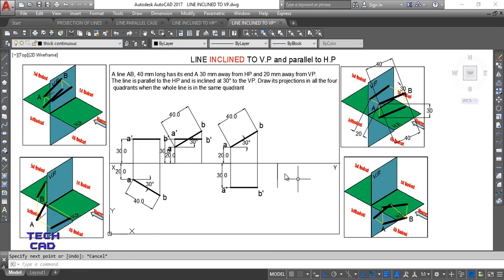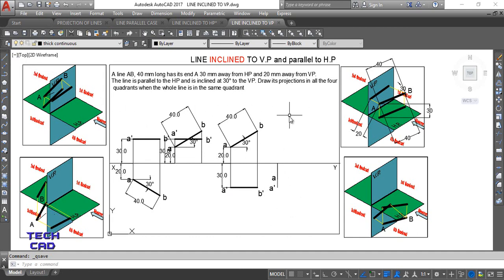I make the nomenclature here first so you can understand better. So copy, I'll copy this one, A dash, and put it over here. Again I take a copy of A and put it over here. So this is the front view and top view of end A.